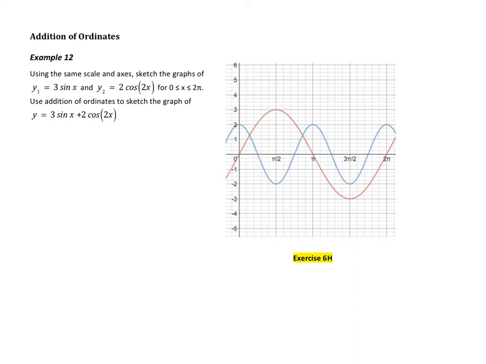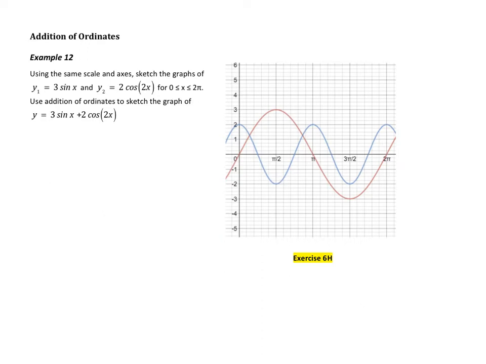The addition of ordinates works the same as with other graphs, and it's the same process. Don't forget, we're adding the Y values together. So I've mentioned in the past, blue and red, so we'll go with the green total. We're adding the Y value. So there are a few absolute must values you must get right.